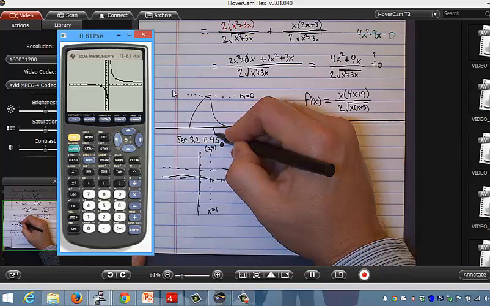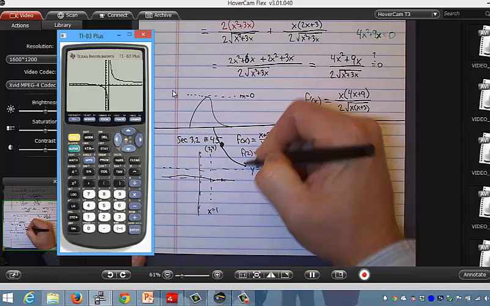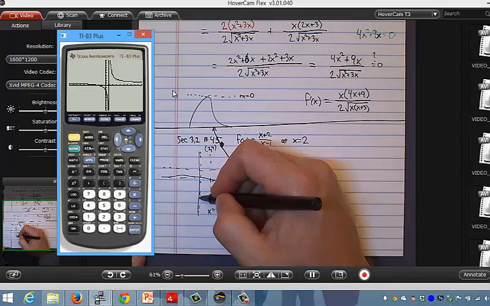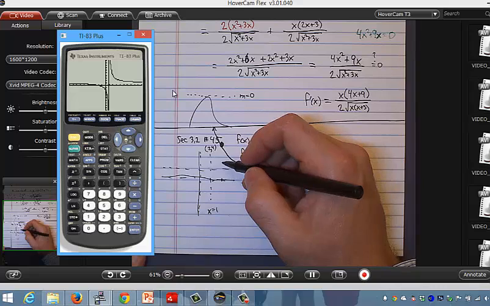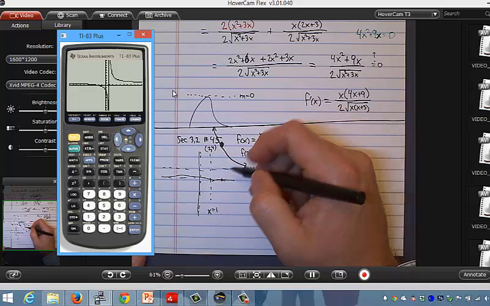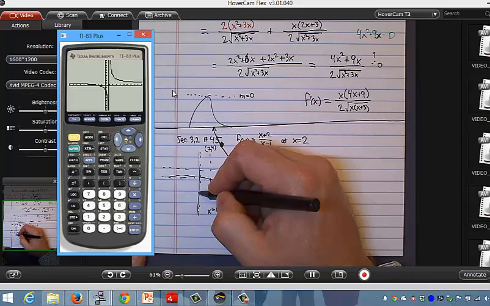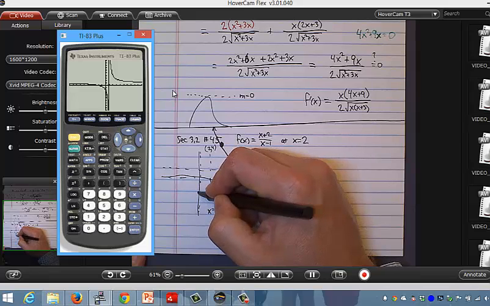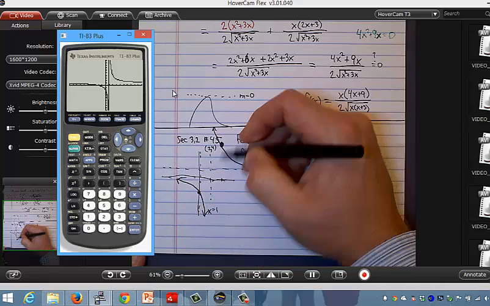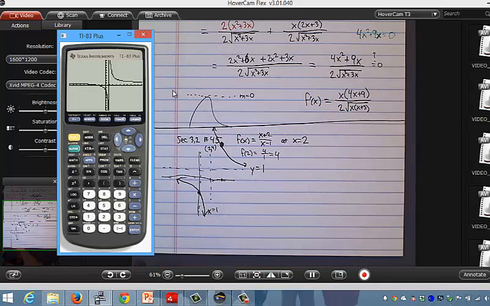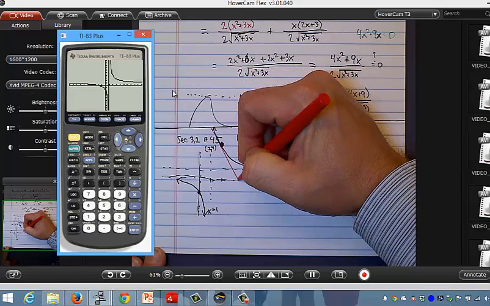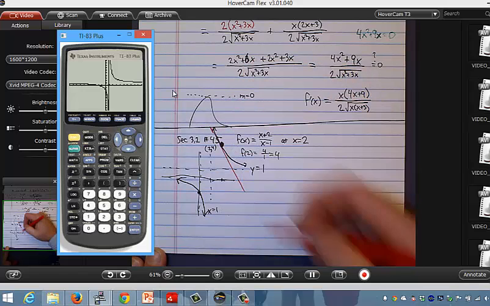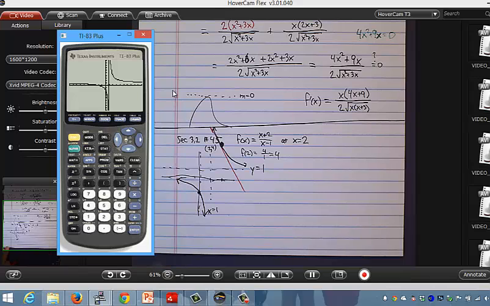And so I'm looking at a graph that looks something like this. And then there's this other piece over here, right? Like it goes through 0, negative 2 as well. Okay, but that's the point I want, 2 comma 4, and what I'm supposed to do is find the equation of this tangent line. Okay, that's what I'm supposed to do.